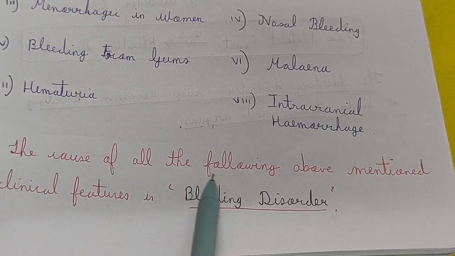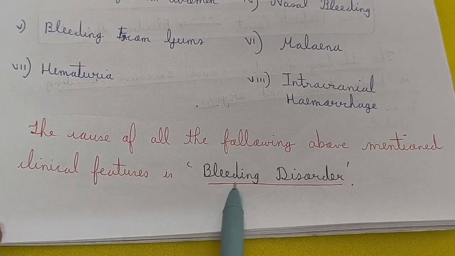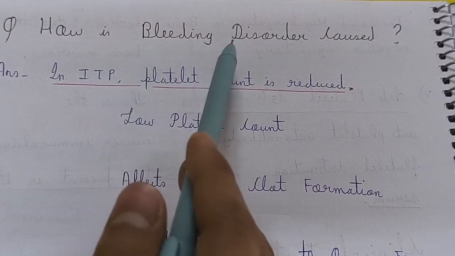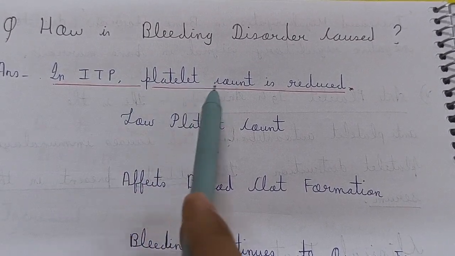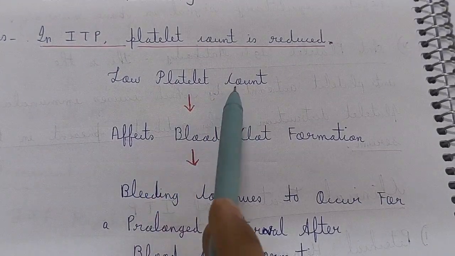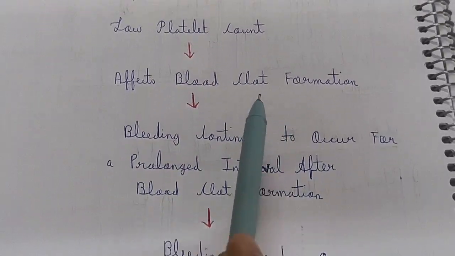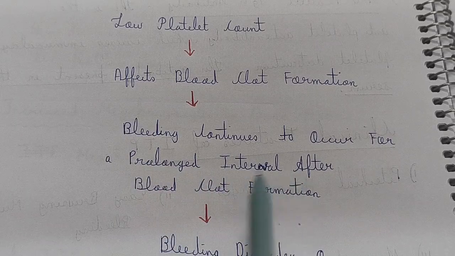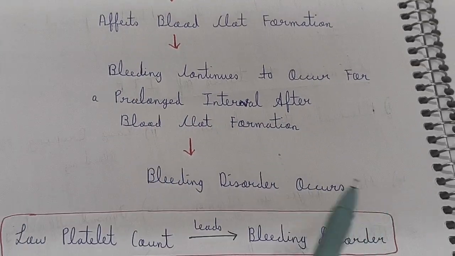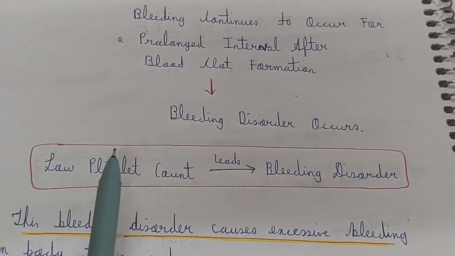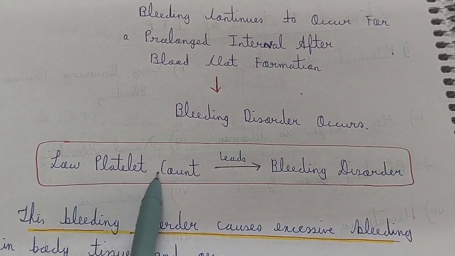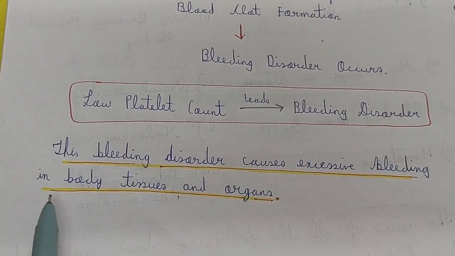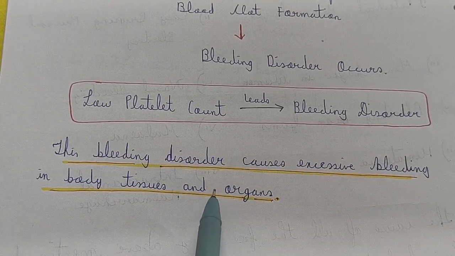Now, the cause of all the above mentioned clinical features is bleeding disorder. So here I have explained how bleeding disorder is caused. See that in ITP the platelet count is reduced. Due to low platelet count, blood clot formation is affected, and therefore bleeding continues to occur for a prolonged interval after blood clot formation is done. So bleeding disorder occurs. Therefore you should know that low platelet count leads to bleeding disorder, and this bleeding disorder causes excessive bleeding in body tissues and organs.